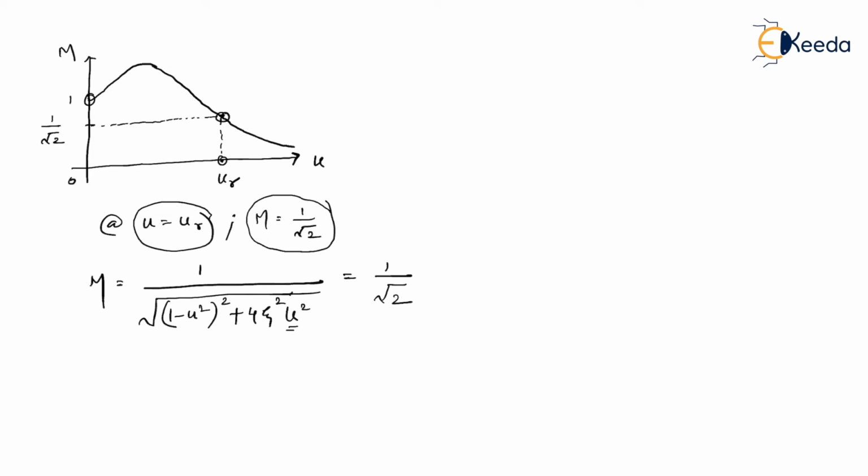So how do we do that? Again, just square both the sides and cross multiply it and get the value of ur. So let me just do two steps for you. Square on both the sides. So it will be 1 upon (1 minus u square) whole square plus 4 zeta square u square, which is equal to 1 by 2. So just cross multiply this. You will get u in terms of zeta.